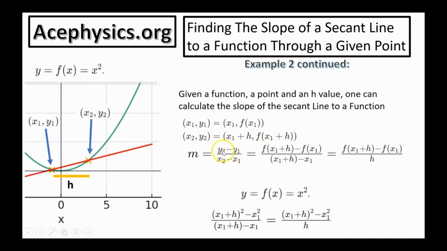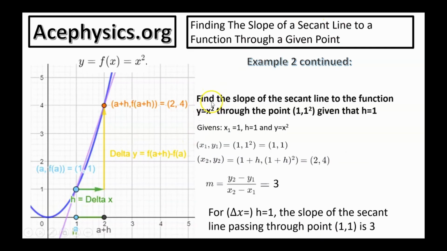The slope is defined to be y2 minus y1 divided by x2 minus x1. And therefore, it is f of x1 plus h minus f of x1 divided by h. This is a formula that tells you the slope of the secant line if you're given a value x1, h, and a function. For example, for the function y equals f of x equals x squared, the slope of the secant line would equal x1 plus h squared minus x1 squared divided by h.